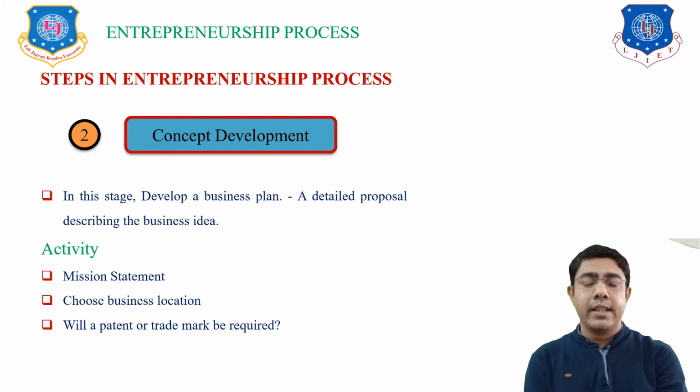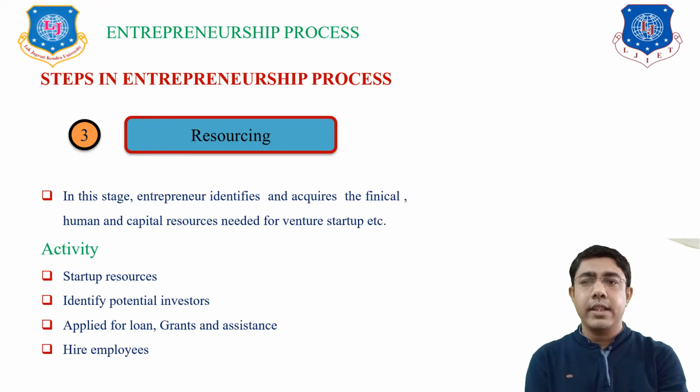After that, the second step in the entrepreneurship process is concept development. In this stage, a business plan is developed. A business plan is nothing but a detailed proposal describing the business idea. Activities done in this stage include preparing the mission statement, choosing the business location, and deciding whether a patent or trademark is required. All these things are done in the concept development stage.